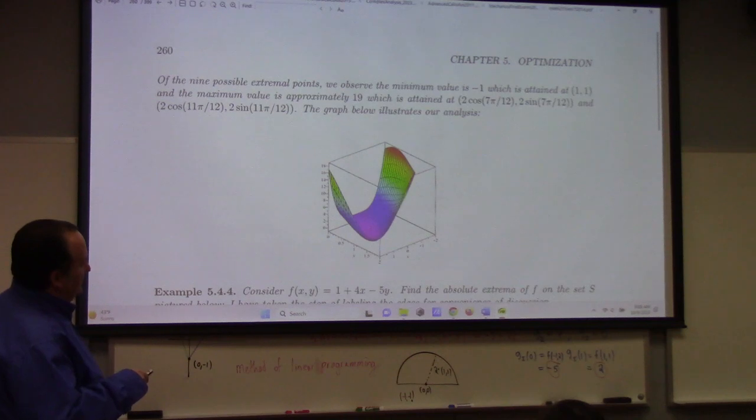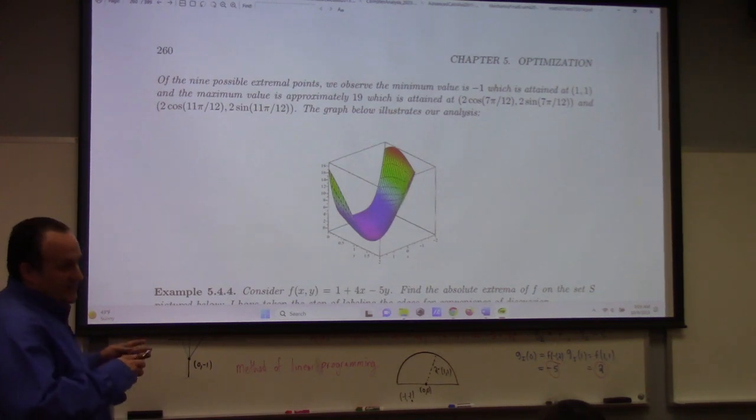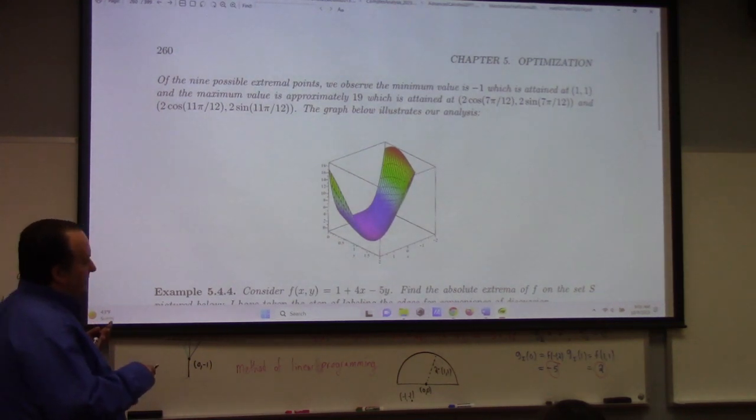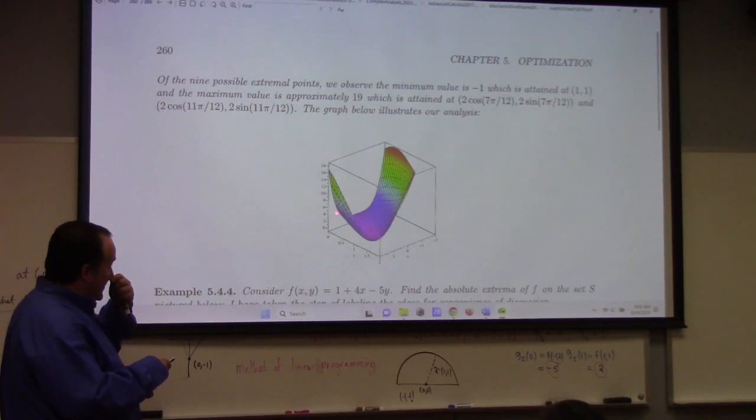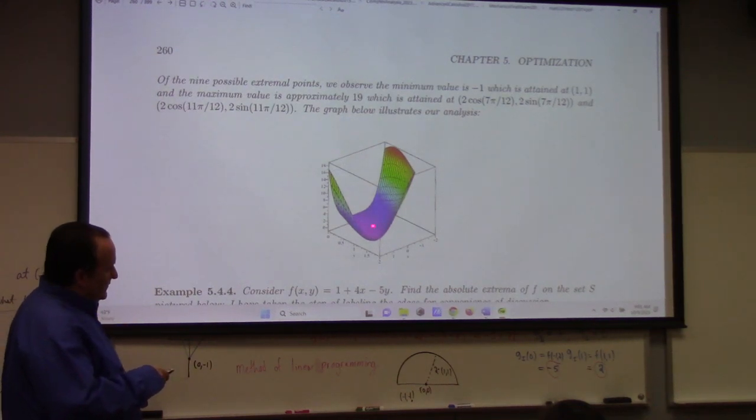And here's a graph of what just went on. So this is basically the image. The domain, if you will, is just the half disk. And the function f, if you set z equals f of x, y, this is what the graph looks like. And so that's why (1, 1) was the minimum. And somewhere up here is where we hit the 19.